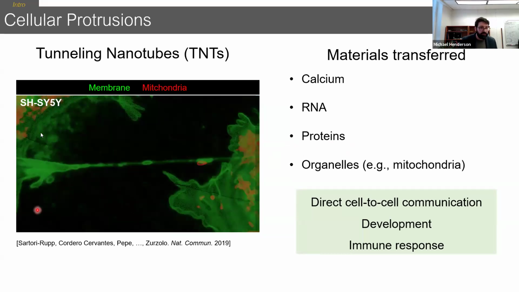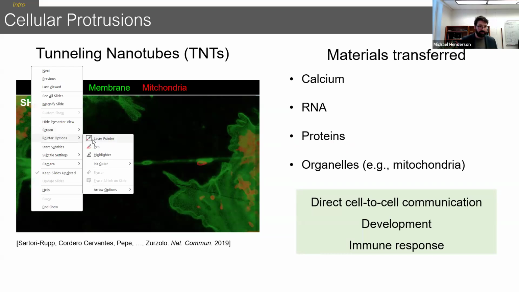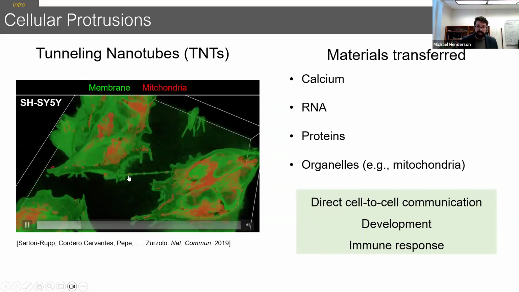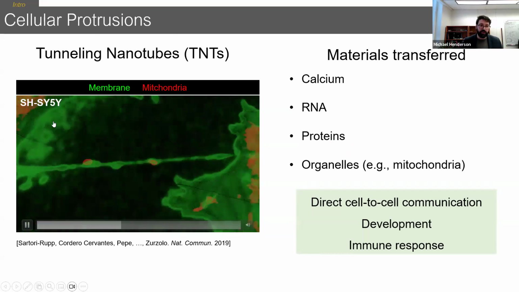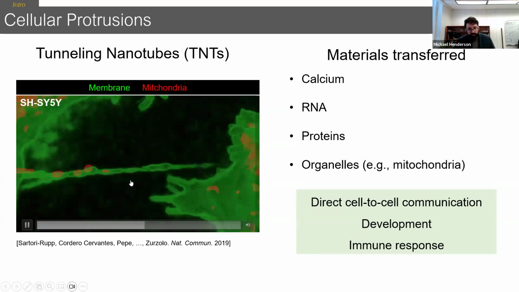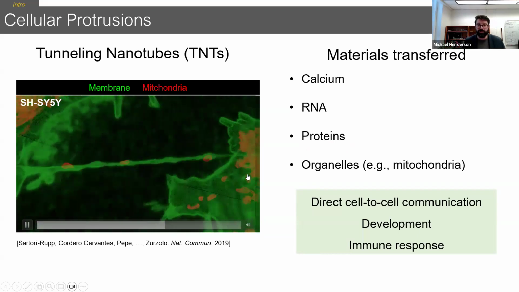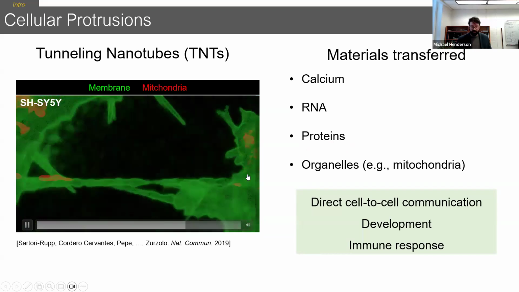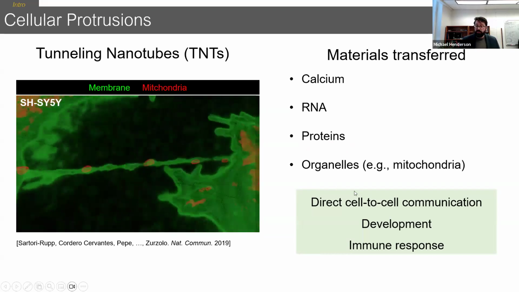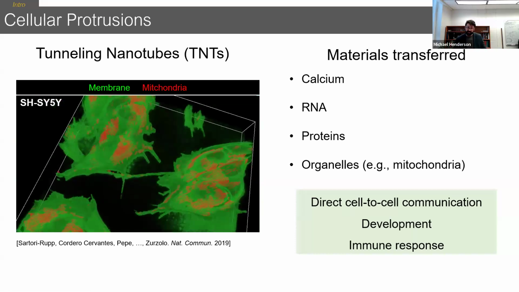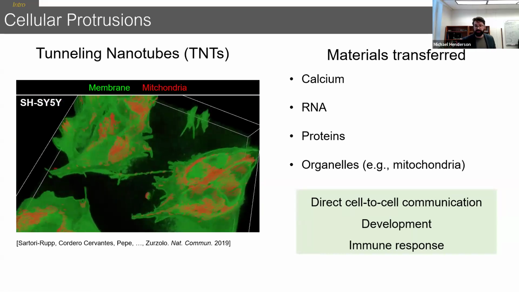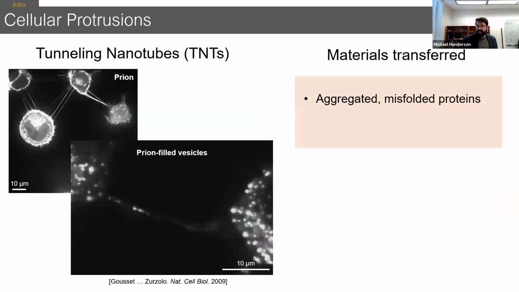And let me replay this video on the left here, where you can see the trafficking of these red labeled mitochondria in a tunneling nanotube that are moving from a donor cell on the left, moving through this tunneling nanotube, and then entering a recipient cell on the right, sorry. So these tunneling nanotubes are really important in mediating cell-to-cell communication, particularly in development, and also in mediating immune responses.